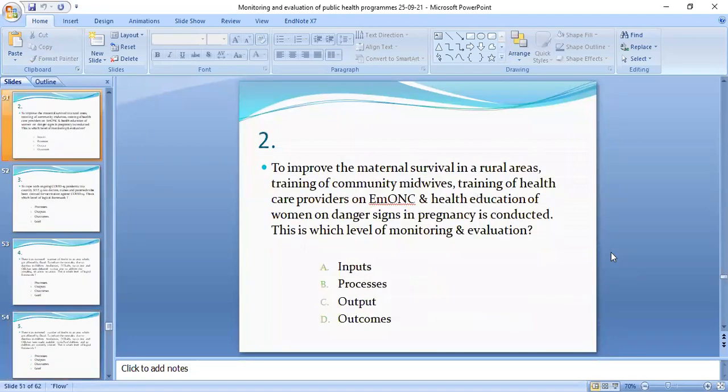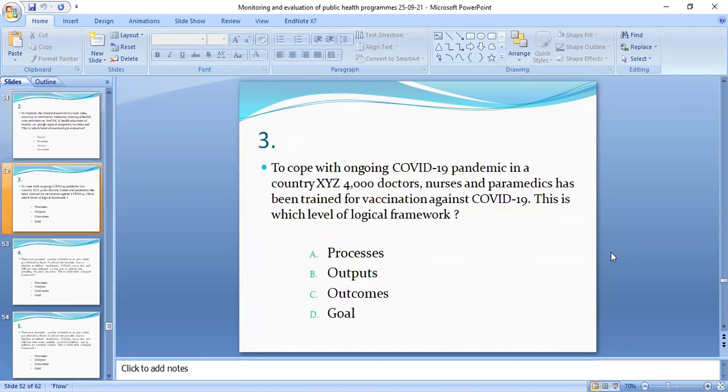The next MCQ: to improve maternal survival in rural areas, training of community midwives, training of healthcare providers on EMOC, and health education of women on danger signs in pregnancy is conducted. This is which level of monitoring and evaluation? A. Inputs, B. Process. B is the correct option, processes, because in processes the training of the staff is done.